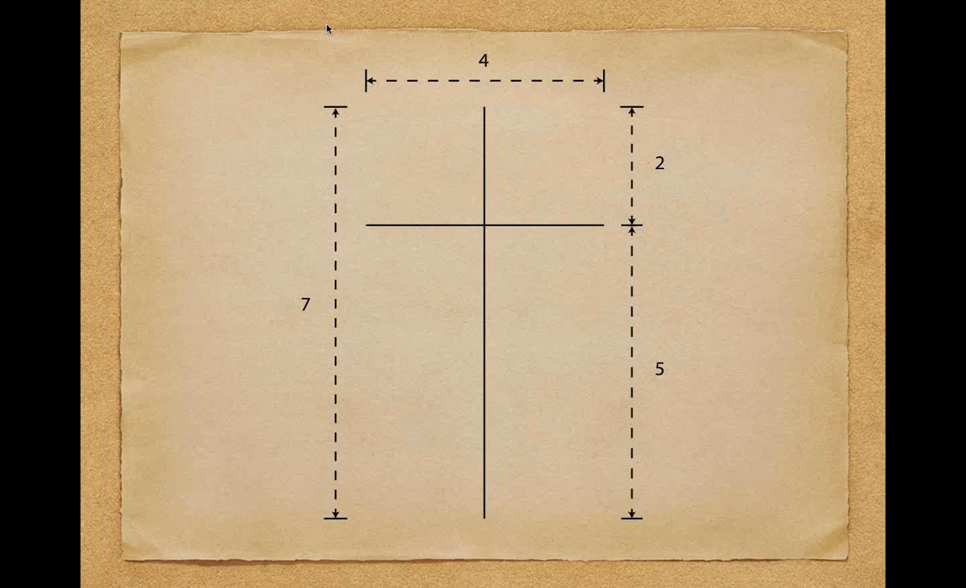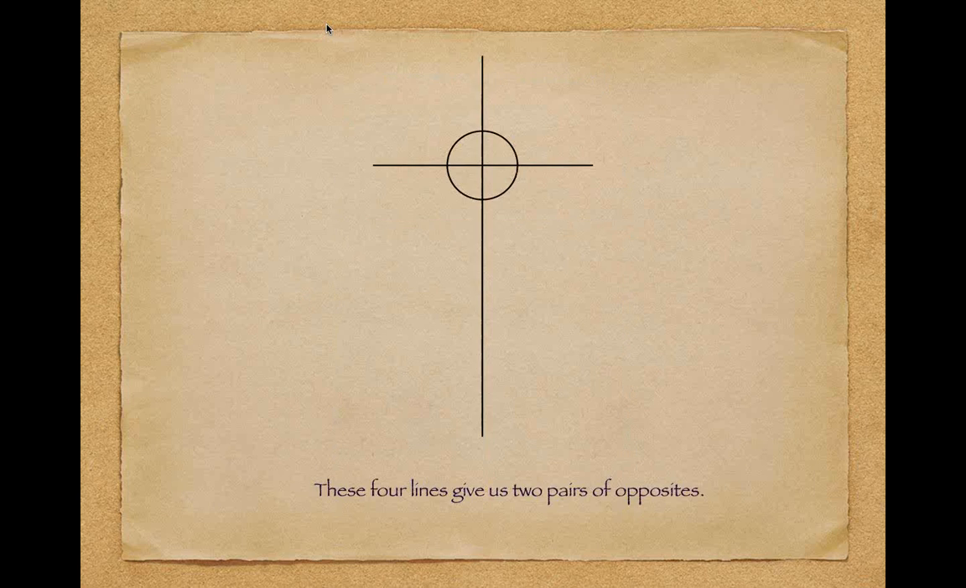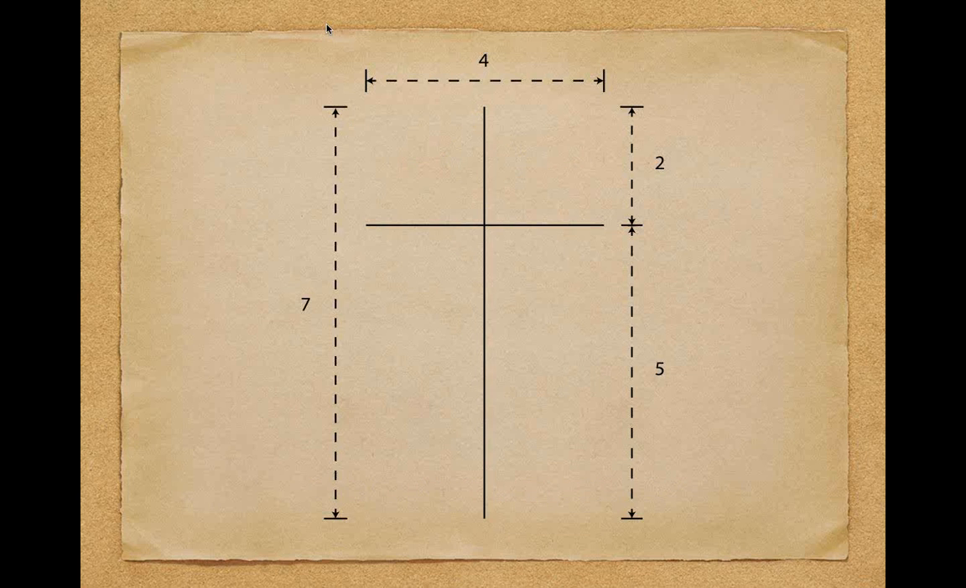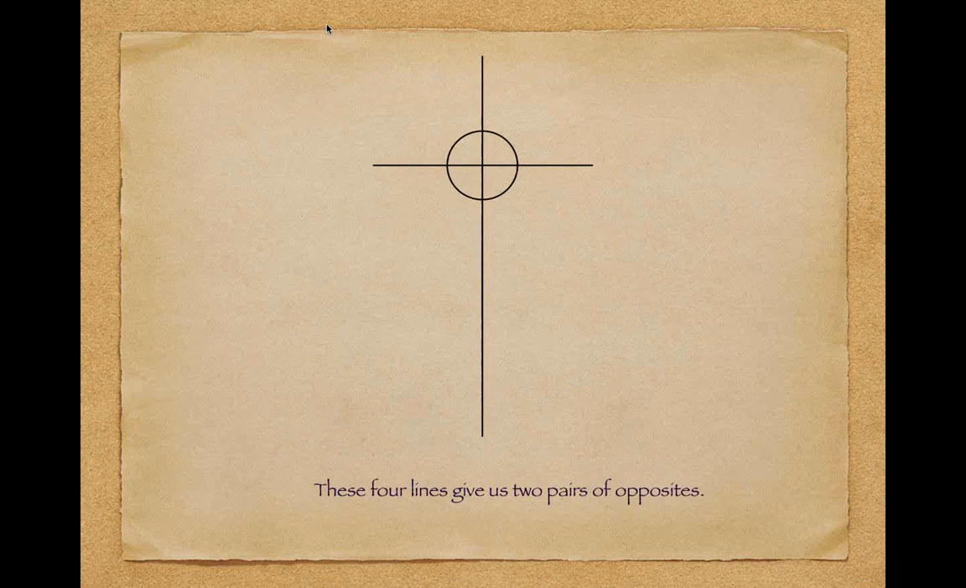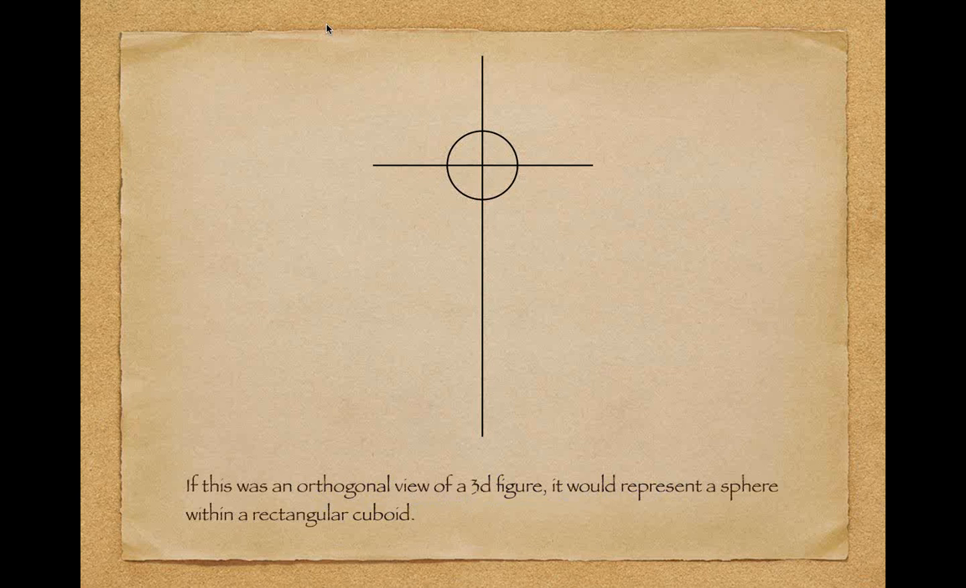On the vertical arm, 2 of these units stand above and 5 stand below the horizontal arm. These 4 lines give us 2 pairs of opposites. If we look at it as 2 lines, it's a pair of opposites, the opposite being indicated by the fact that they're in 90-degree opposition. As in the cube, all the angles are 90 degrees. I think that was pointed out. If this figure were an orthogonal view of a 3D figure, it would represent a sphere within a rectangular cuboid.